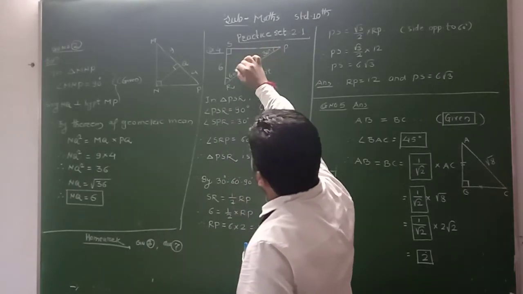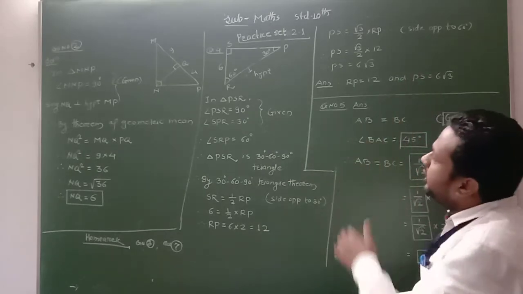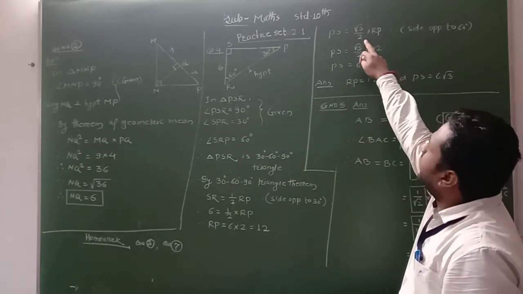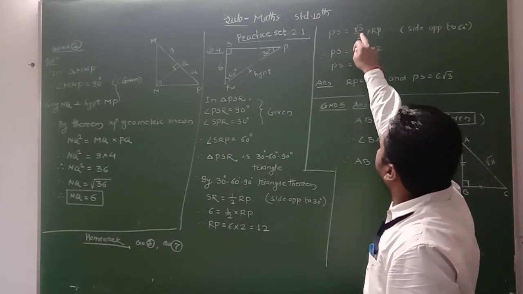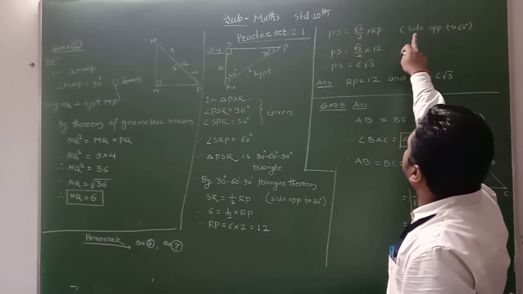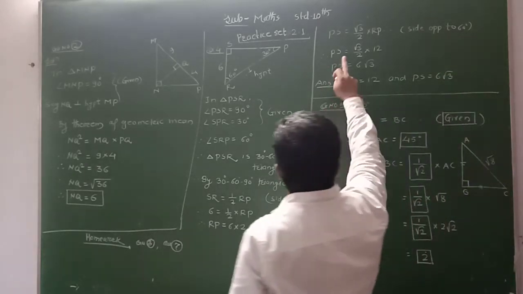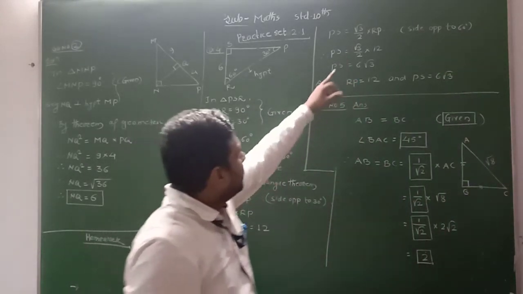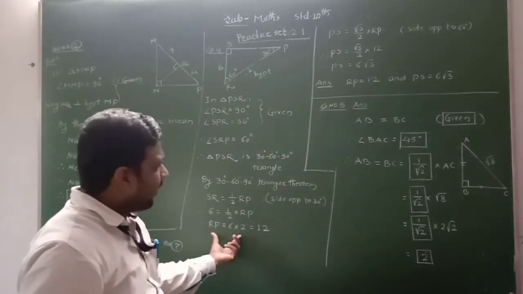Then see next, PS is equal to, PS is the side, this is the PS, this side. This is the side opposite to 60 degrees. According to this theorem, side opposite to 60 degrees is root 3 upon 2 times the hypotenuse. Therefore, here I write PS is equal to root 3 upon 2 into RP. Then PS is equal to root 3 upon 2 into value of RP. Here we find that is 12.